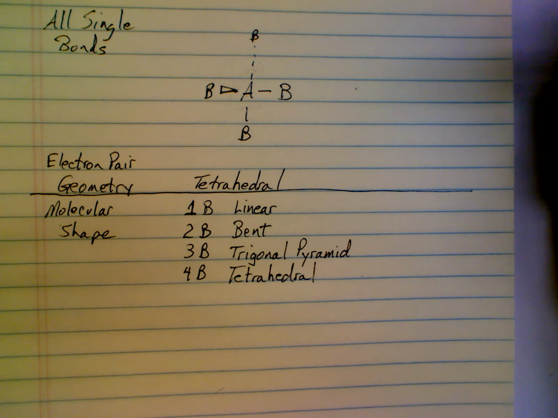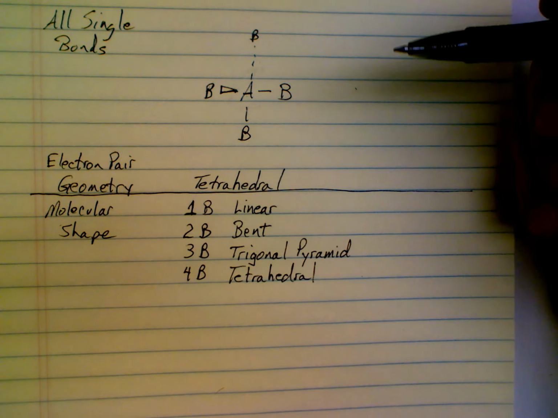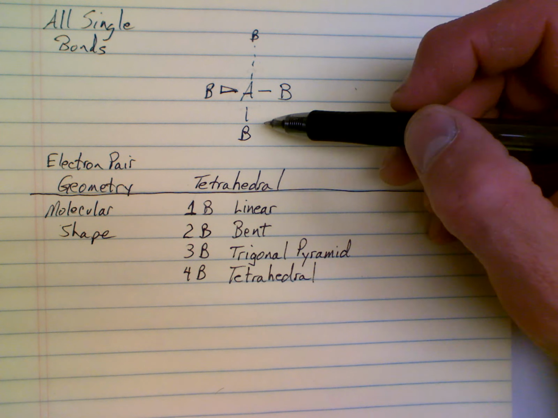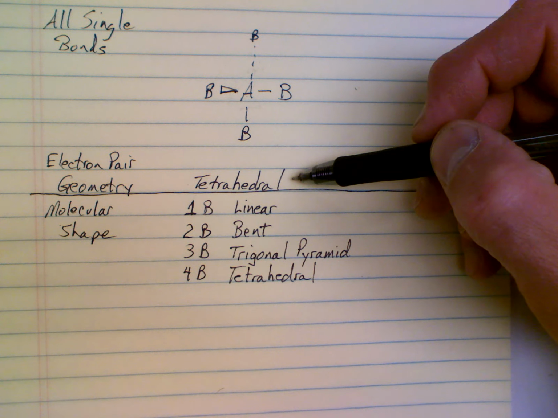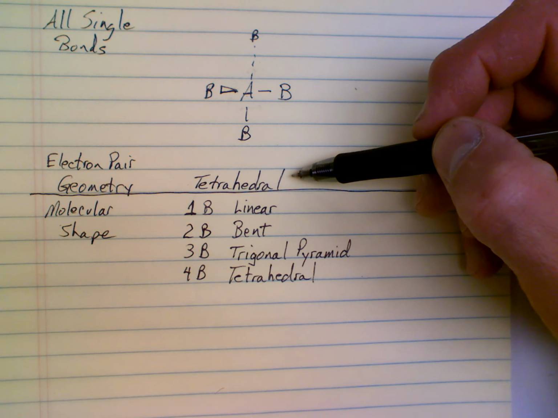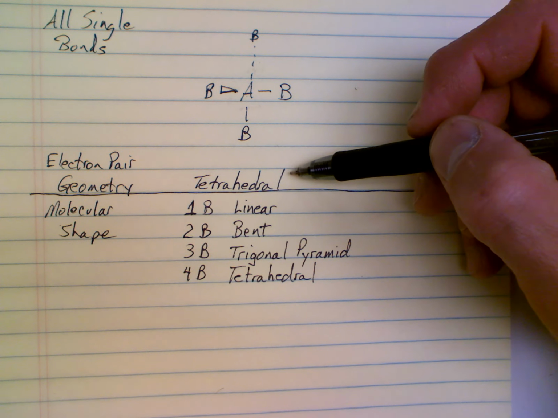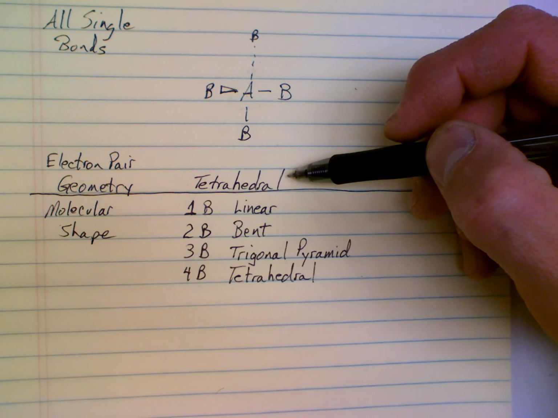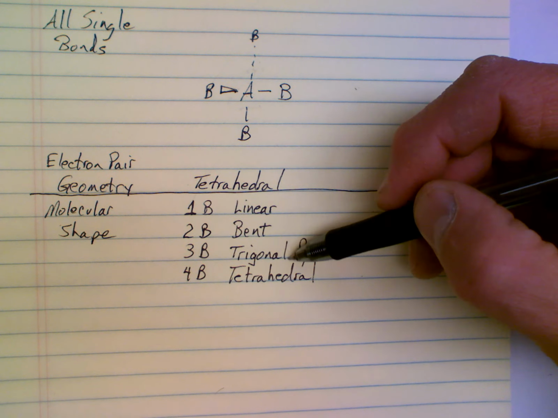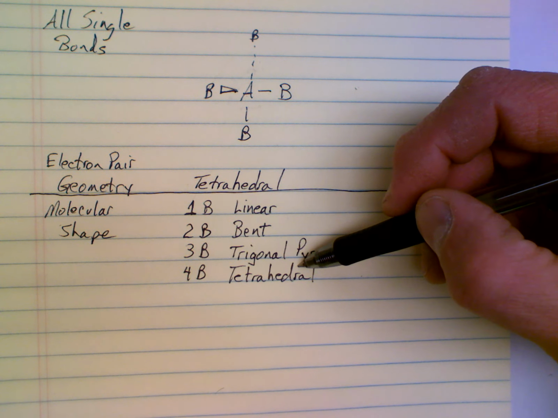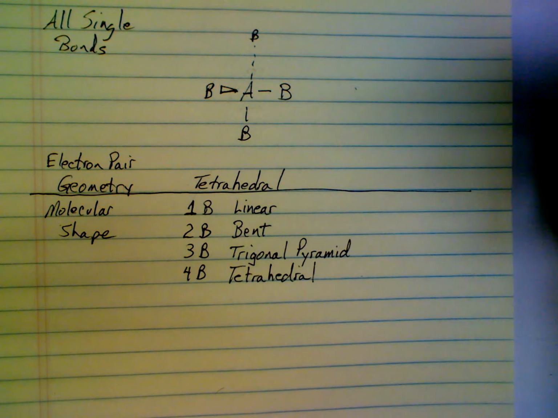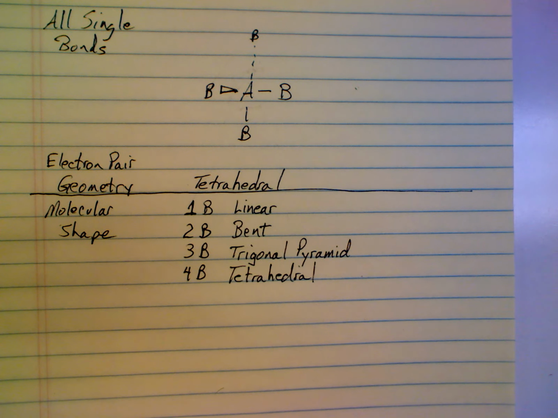So, when we're considering the electron pair geometry, when you have all single bonds, your electron pair geometry will always be tetrahedral, with a few exceptions, but I haven't shown them here. But for the most part, when you have all single bonds, you're going to have a tetrahedral configuration. And then if you have all four electron pairs occupied, well then, of course, the molecular shape will also be tetrahedral. Now, what about bond angles?